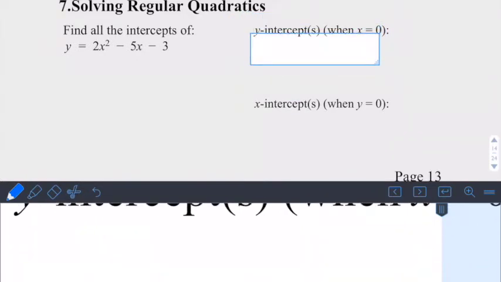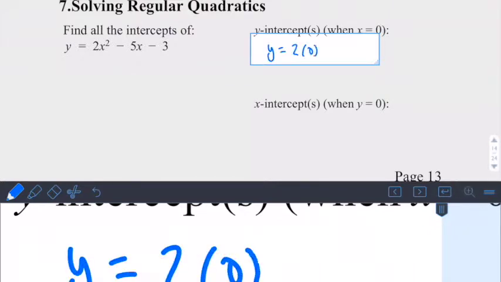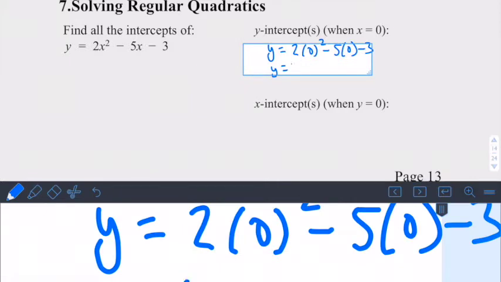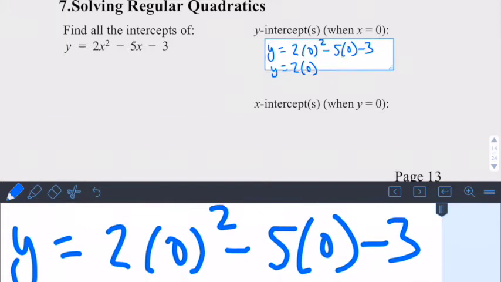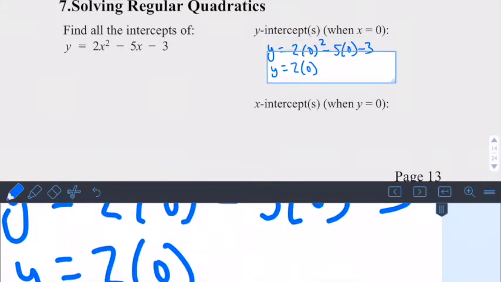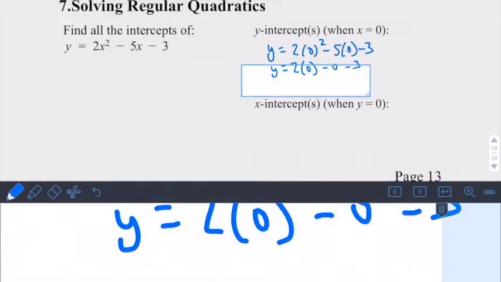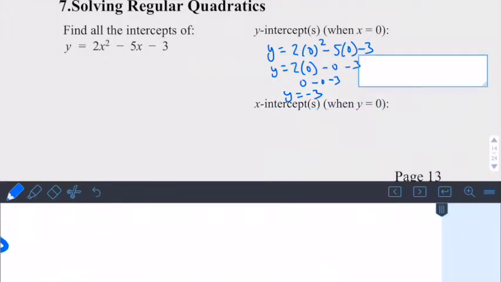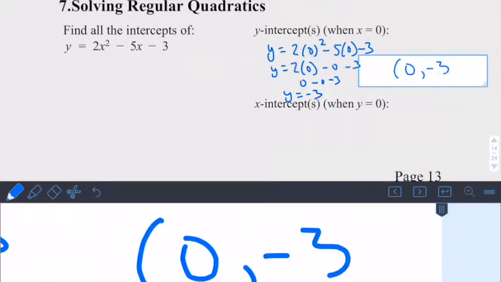So if I just plug in 0 for my x's, I get y equals 2 times 0 squared minus 5 times 0 minus 3. Well, 0 squared is 0, so I got 2 times 0. 5 times 0 is 0, so minus 0, minus 3. 2 times 0 is 0, 0 minus 0, minus 3, y equals negative 3. So the intercept is 0, negative 3.